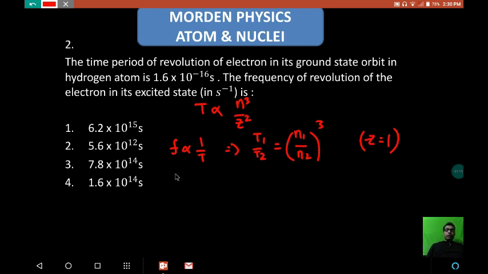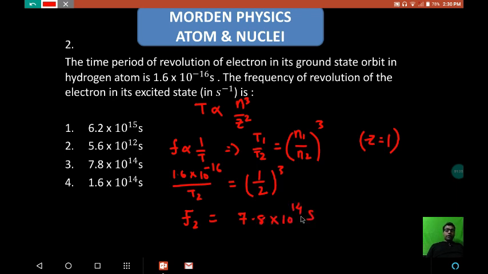Simply put the values. T1 is 1.6 into 10 power minus 16 upon T2, that's equal to 1 by 2 whole cube, and by solving this we get the frequency, F2 equals 1 by T2, and we get the value as 7.8 into 10 power 14 per second. So in this, option 3 is the correct answer.